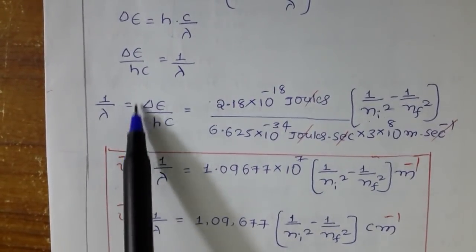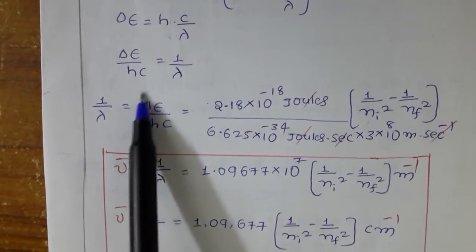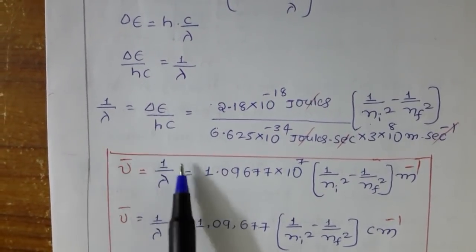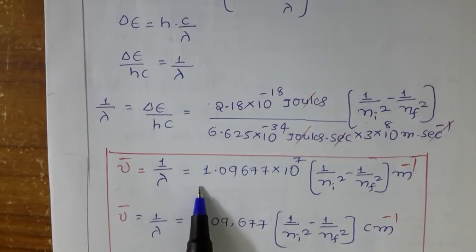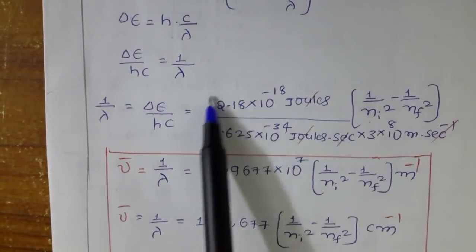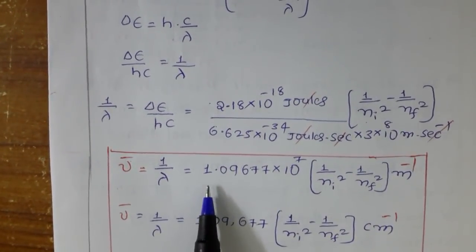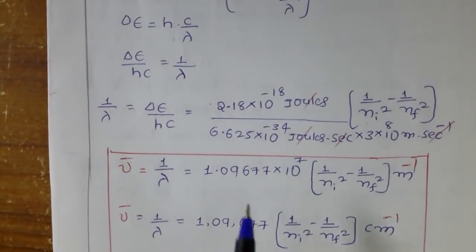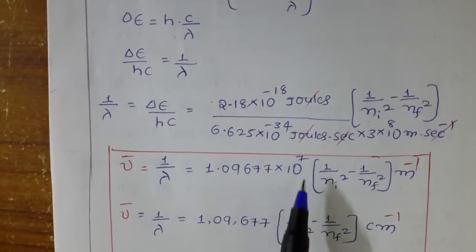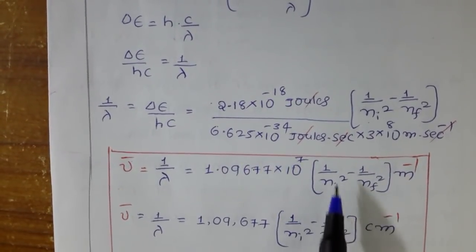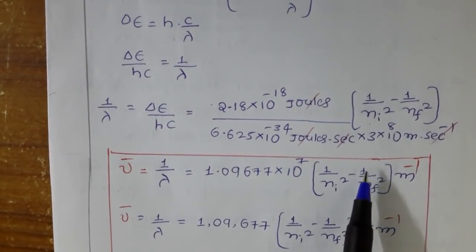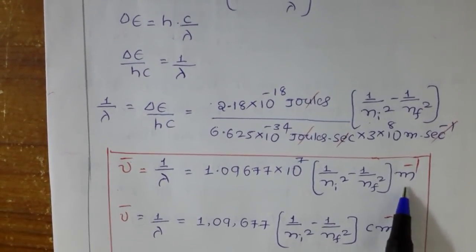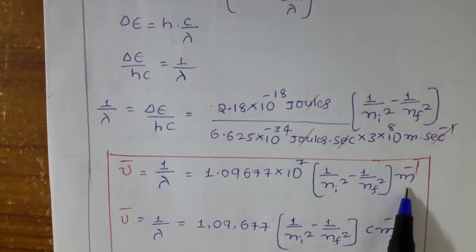Okay, now this total term we went for the simplification. What is left? 1 by lambda. If you go for the simplification, what value are you getting? 1 by lambda equal to 1.09677 into 10 to the power of 7 into 1 by initial square minus 1 by final square in meter inverse.